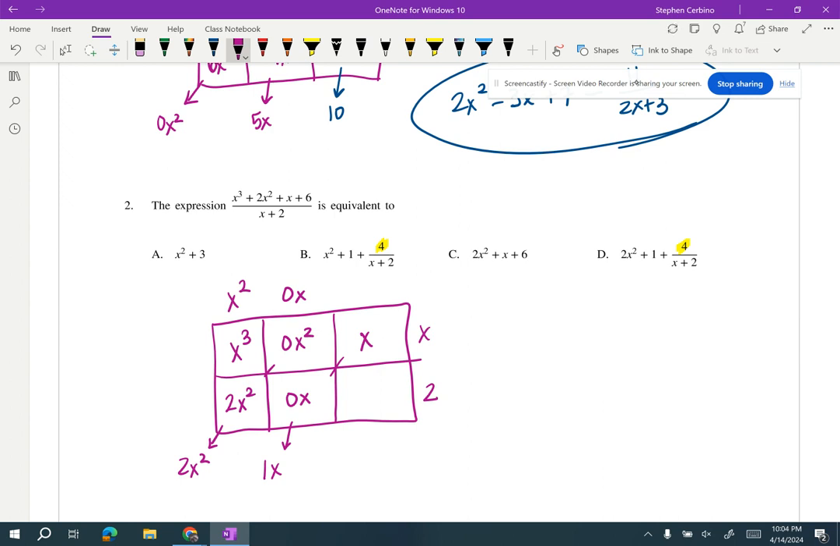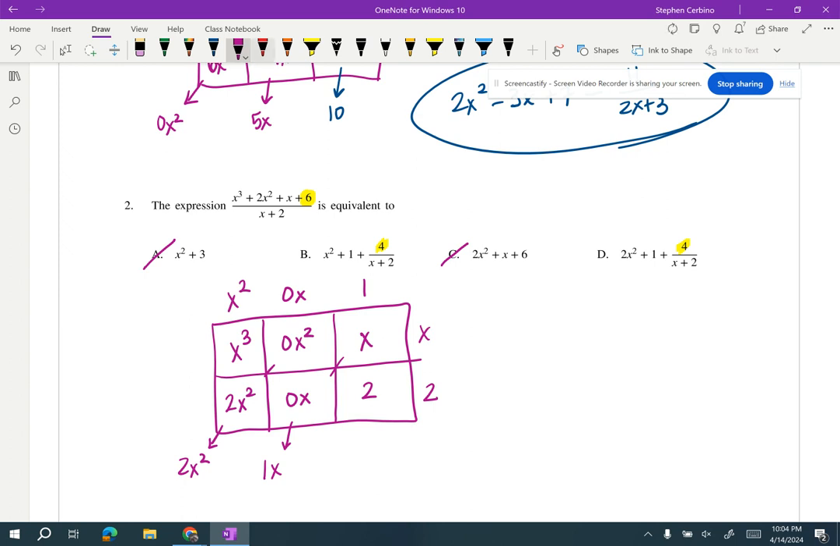Then we have to ask ourselves, what do we multiply by x to make x? And that would be 1. 2 times 1 makes 2. And again, here we have a remainder. Because this 2 in the last box is not the same as this 6, we know that we have a remainder, which is good for us because we could cross off choice A and choice C, because those don't have remainders.